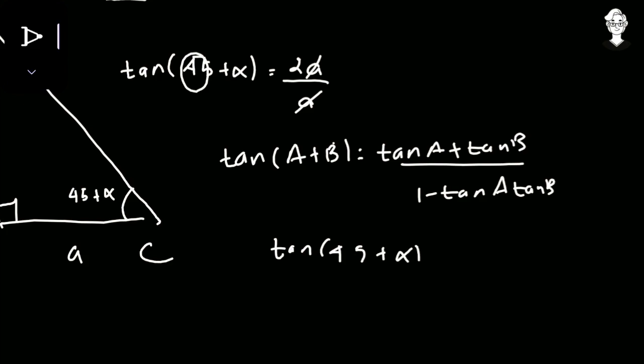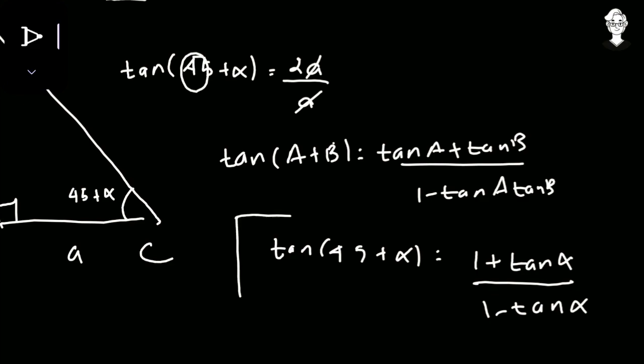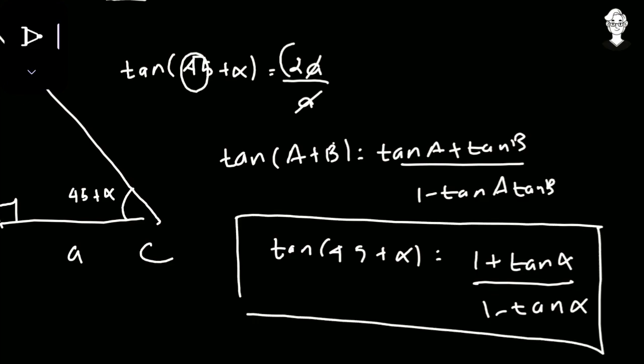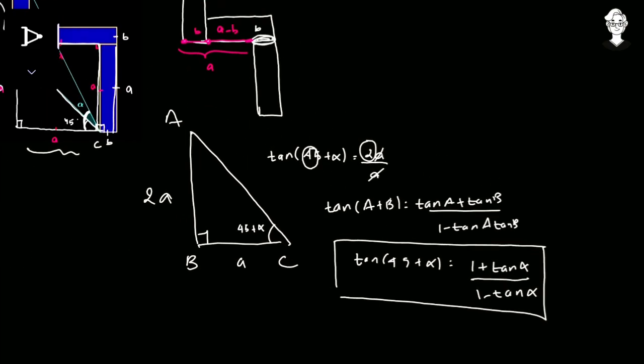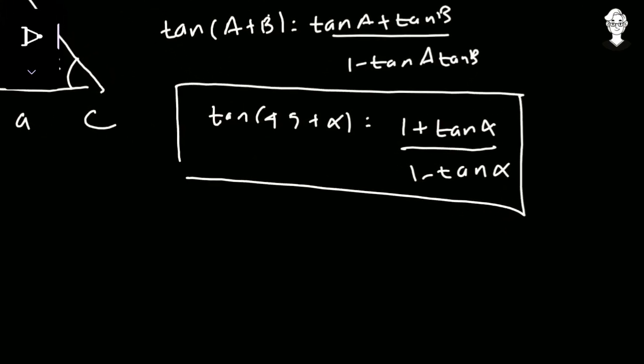will give me that tan of 45 plus alpha is nothing but, tan of 45 is nothing but 1. It has a particular value. So 1 plus tan of alpha upon 1 minus tan of alpha. This is the value of tan of 45 plus alpha and it's equal to 2 according to the conditions that we generated in this particular question. So just equating both, 1 plus tan alpha upon 1 minus tan alpha is equal to 2.